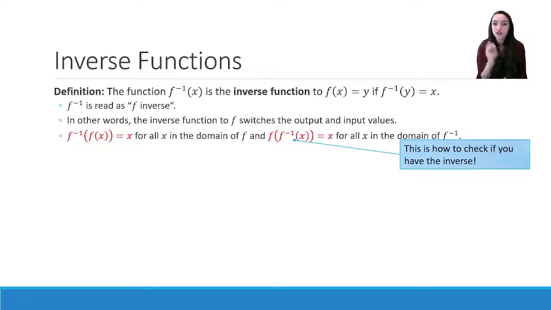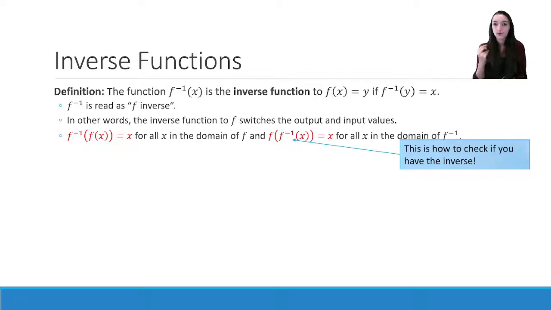We can check whether two functions are inverses of each other by using composition. Remember from our previous chapter, when we compose two functions, we're plugging one into the other. So f inverse of f of x should come out to be just x, or the identity function. Similarly, f of f inverse of x should also come out to be that identity function. This is how we tell if two functions are inverses of each other.